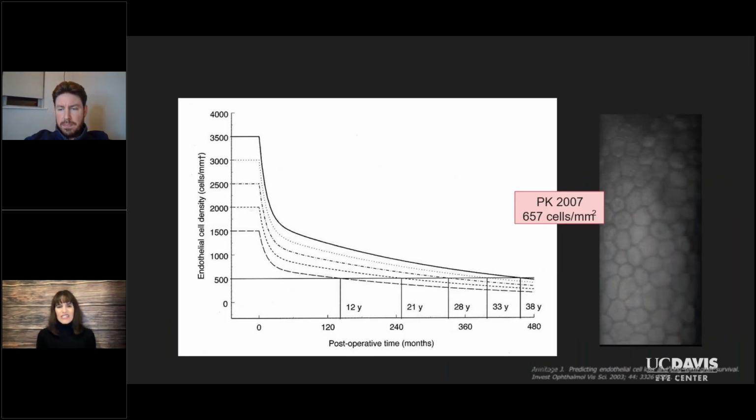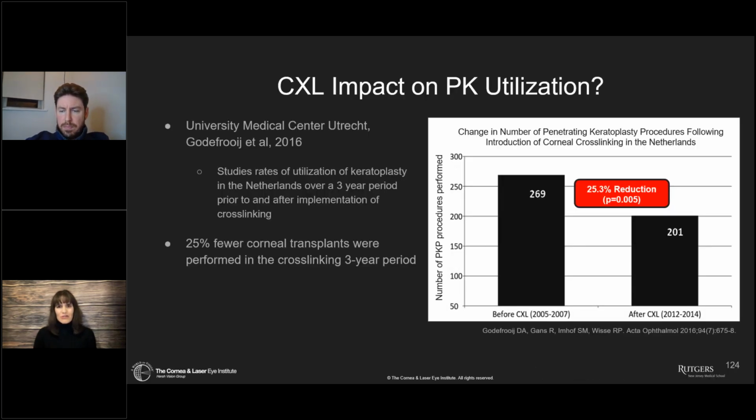And here you can see endothelial cells and how the endothelial cell density changes over time. It definitely decreases over time, especially in our patients who have corneal transplants. They're much more at risk than, say, someone who has keratoconus and has cross-linking, which is why it's so important to cross-link and stabilize the cornea to prevent a corneal transplant. Yeah, which gets to our next point. Exactly.